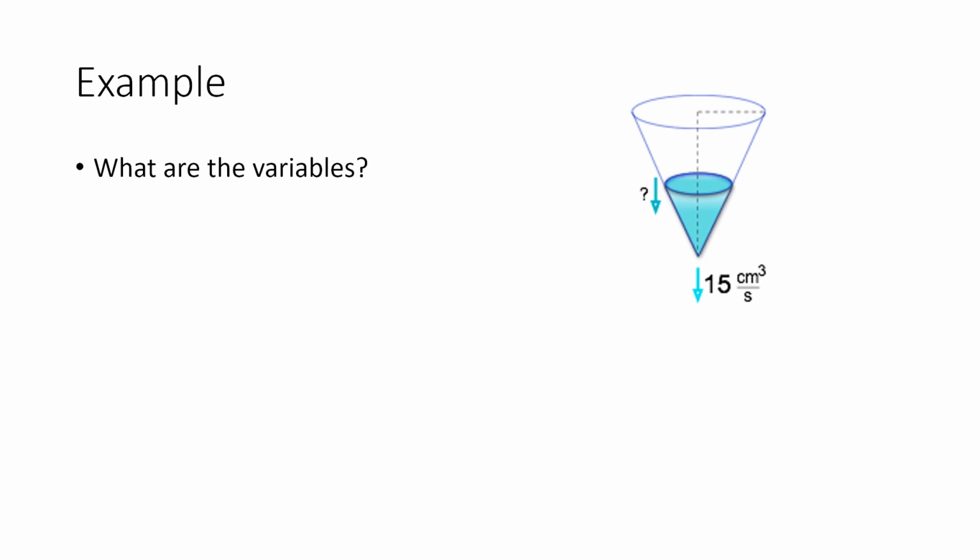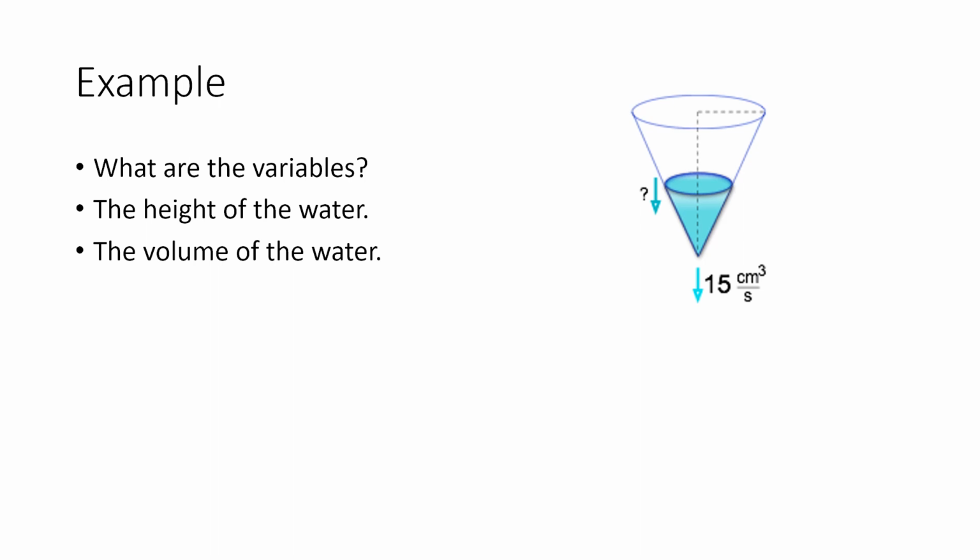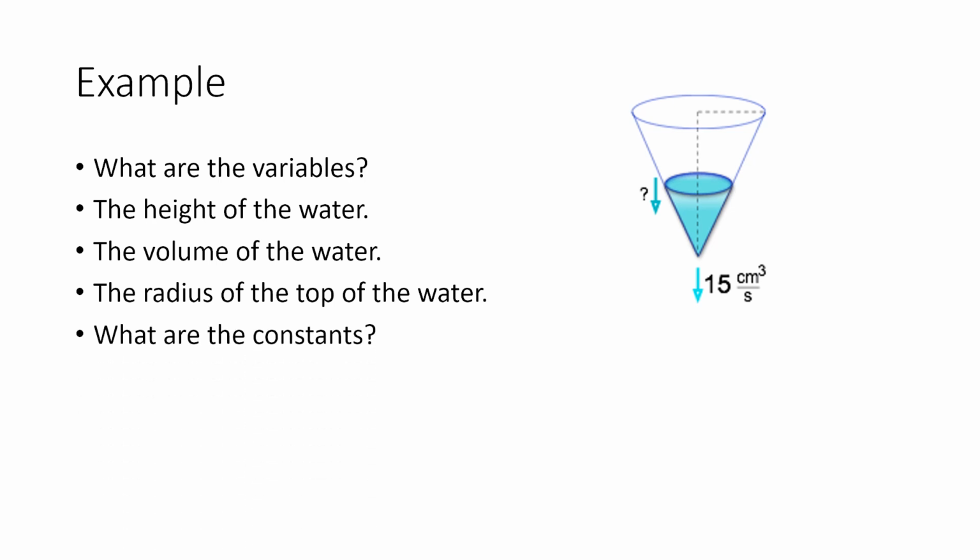If the height's changing, the radius of the top of the water is also changing. So the height of the water is variable over time. The volume of the water is changing over time. And the radius of the top of the water is also changing over time. But what are the constants? What's not changing as time proceeds?